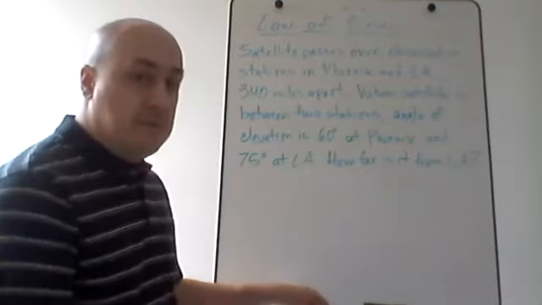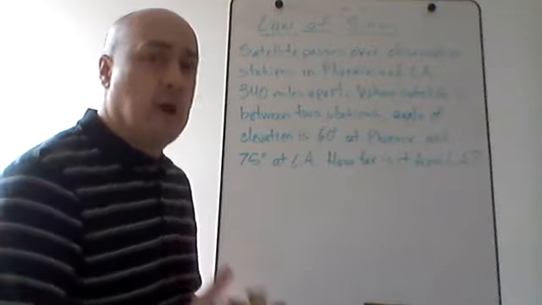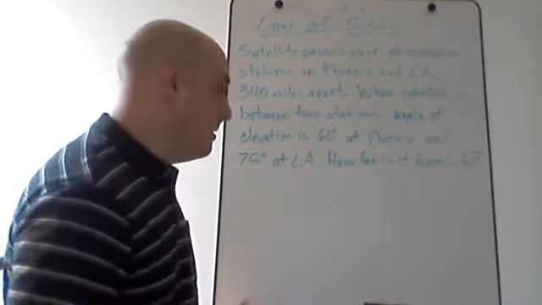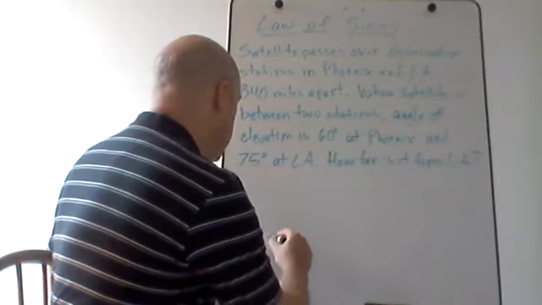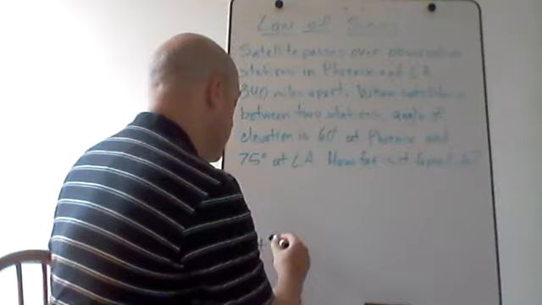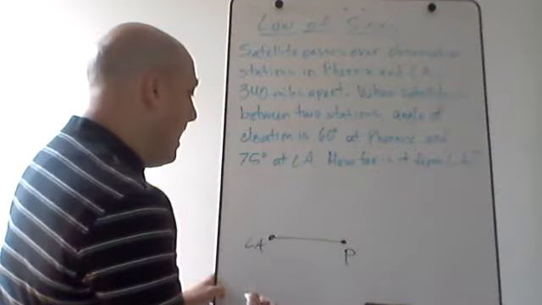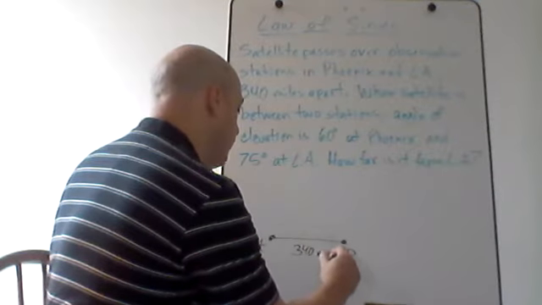Alright, so for this one, first thing I'm going to do is draw myself a picture. Just like with a lot of other word problems that involve trigonometry, it's a really good idea to draw a picture of what you're working with, just so you have that visual image that you can use. So here's Los Angeles. Over here, we'll say Phoenix. I'm just going to put a capital P for Phoenix. And they are 340 miles apart. So the distance between them is 340 miles.